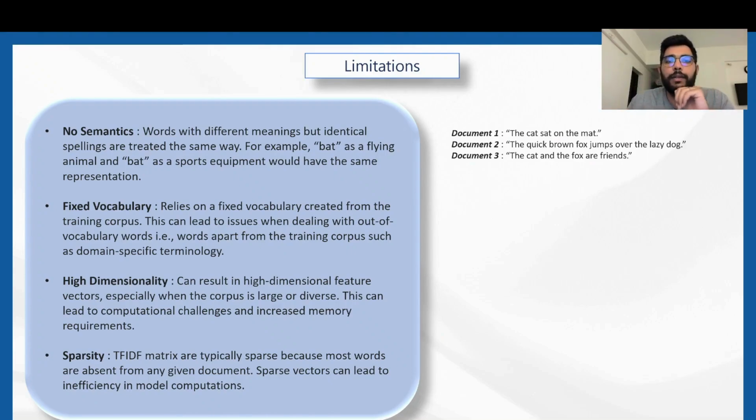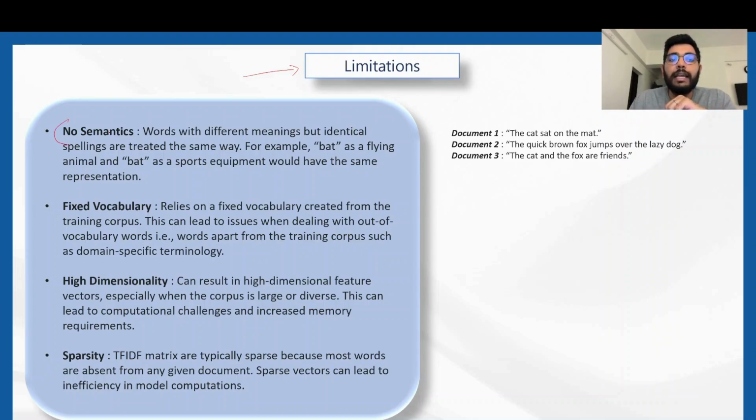Coming to the last part of the video, the limitations of TF-IDF: why we had to move from TF-IDF to embedding based models. What were the limitations in TF-IDF that led us to move to embedding based models, specifically for natural language processing tasks?